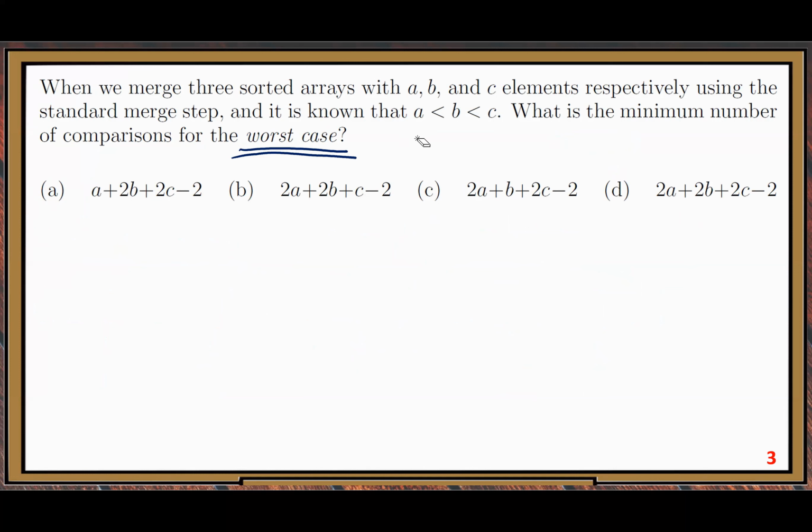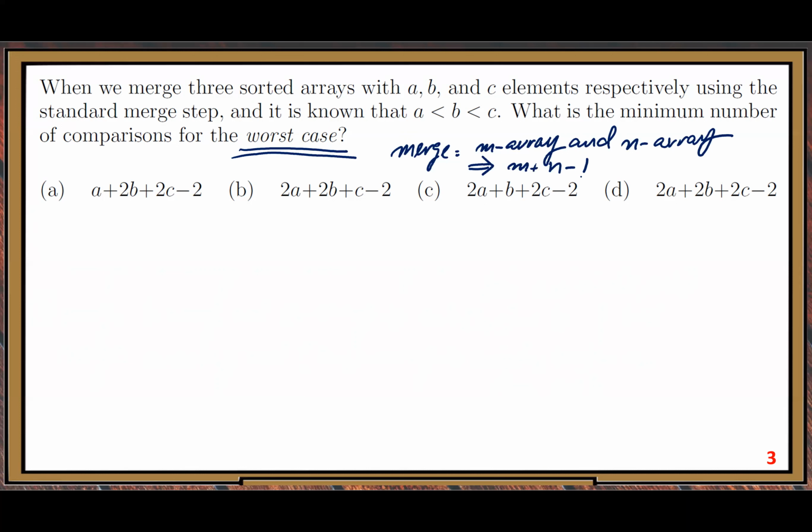when we merge M array and N array, the formula is M plus N minus 1. Okay? The total number of elements, M plus N minus 1. That's the worst case formula. All right.